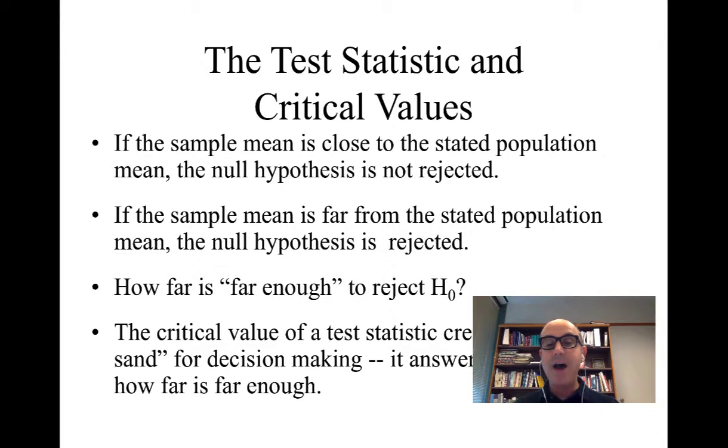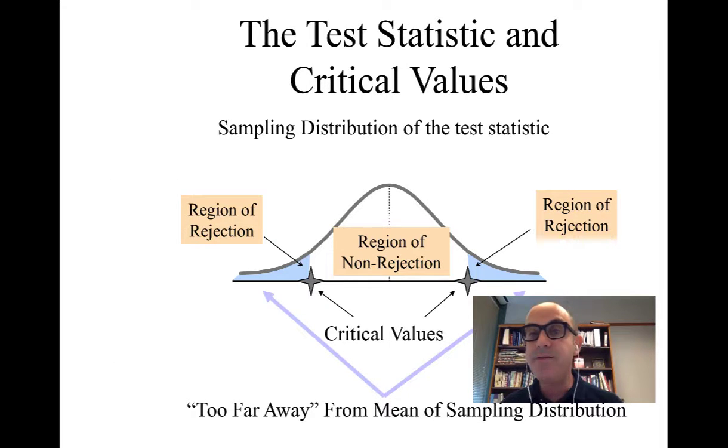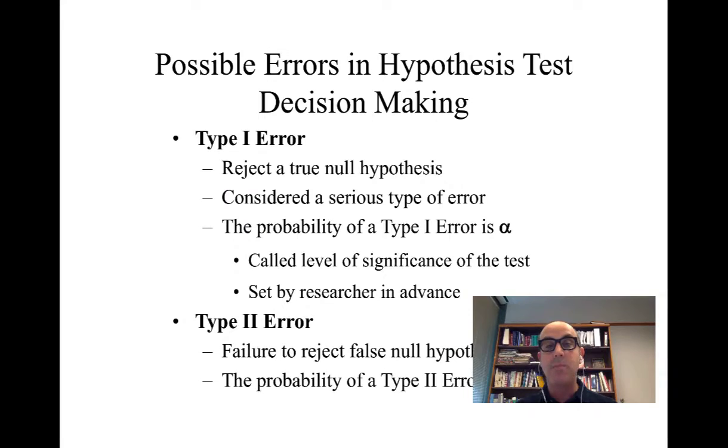So how far is far enough to reject the null hypothesis? The critical value test is to create a line in the sand for decision making. That answers the question of how far is far enough. So with the test statistic and critical values, we take a sample, compute the test statistic, and if it falls in the rejection region, too far away from the mean of the sampling distribution, we have possible errors in our hypothesis testing when making decisions.